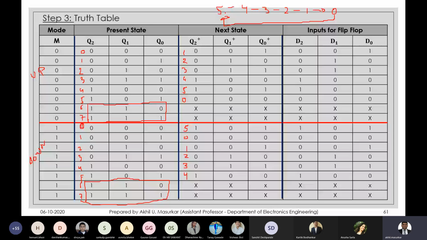So please ask the doubts. This is a good doubt. I was expecting this. Up is easy to understand, but for down, you may have this doubt.